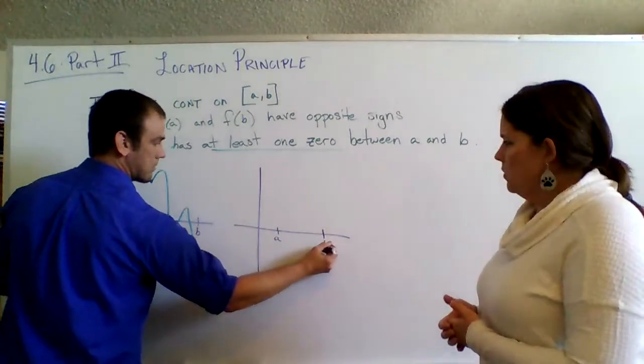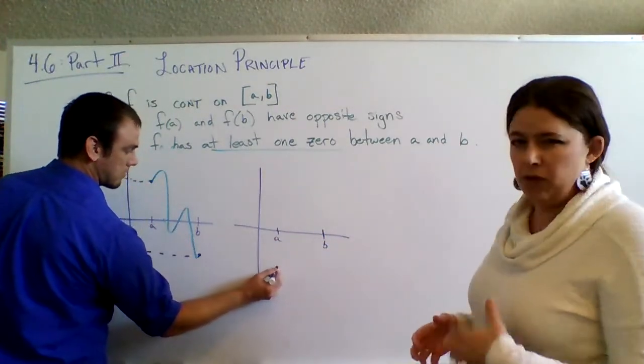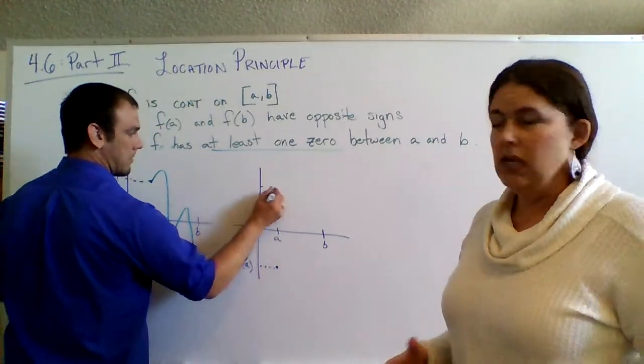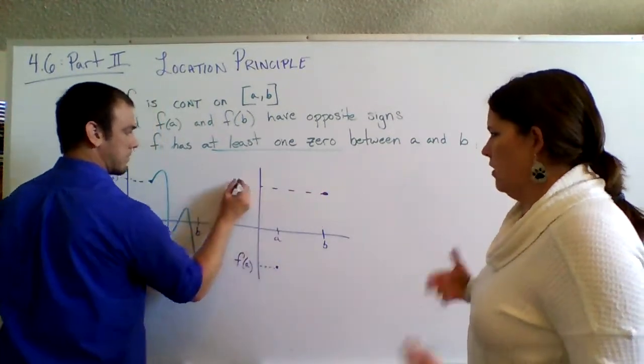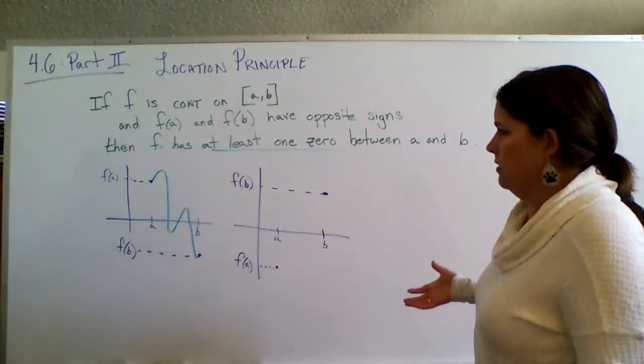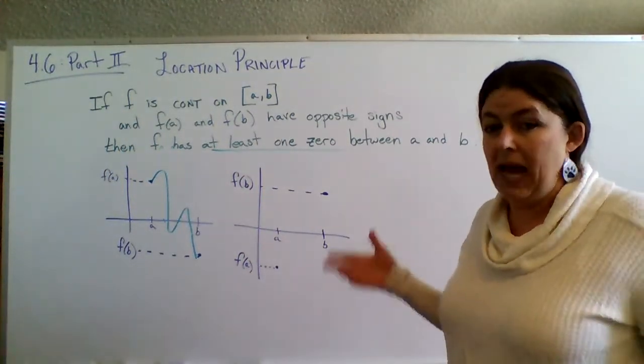And one thing that confuses kids a lot on this one is they think they're finding the zero or zeros, because you're not finding the zeros. It's an existence theorem. You're just saying there has to be one because you have these opposite signs. So you're not finding the zero, you're just proving that there has to be at least one.